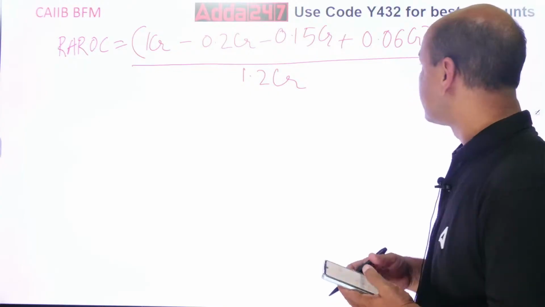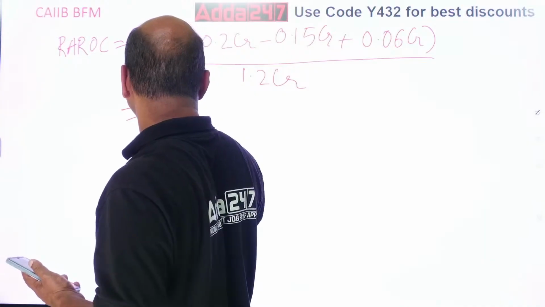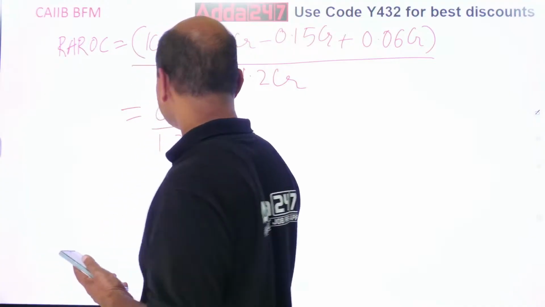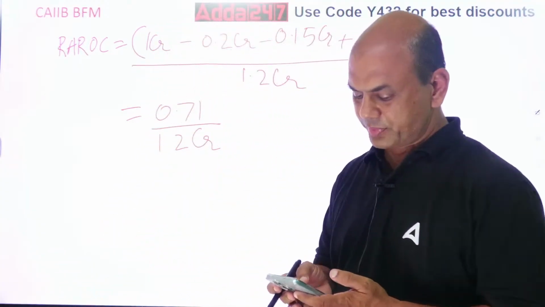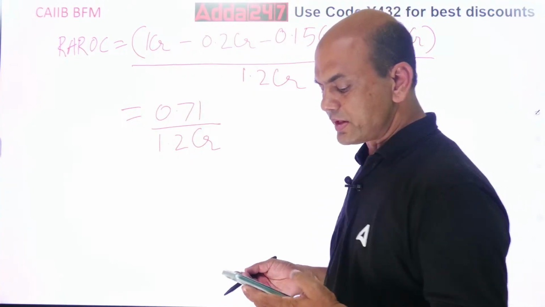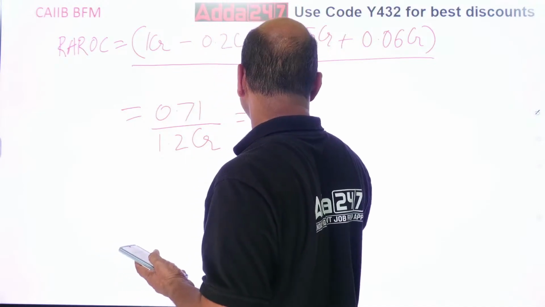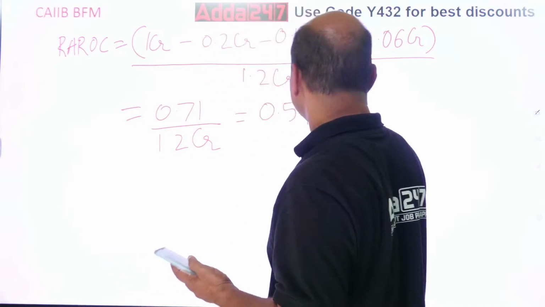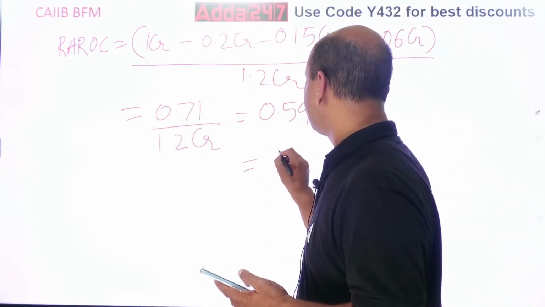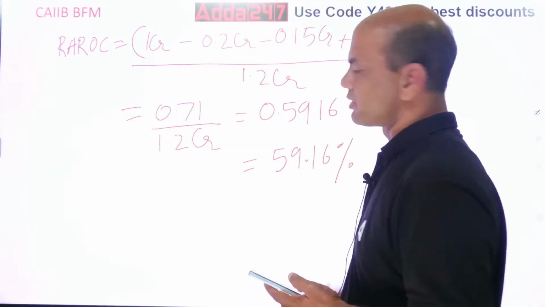0.71 divided by, see, I'll write it down. So RAROC equals 0.71 upon 1.2 CR. Both are in CR. So 1.2. So you're getting it as 0.5916. So in percentage it will be 59.16%. This is your RAROC.